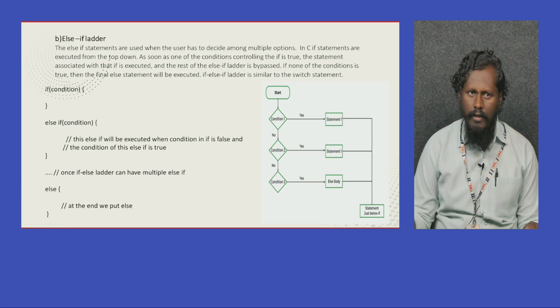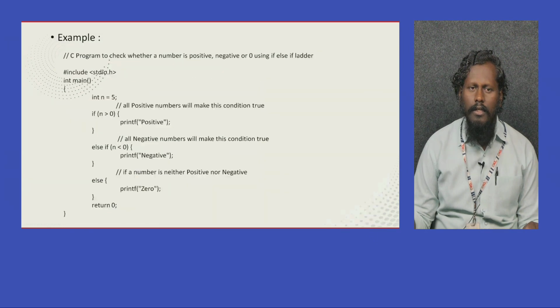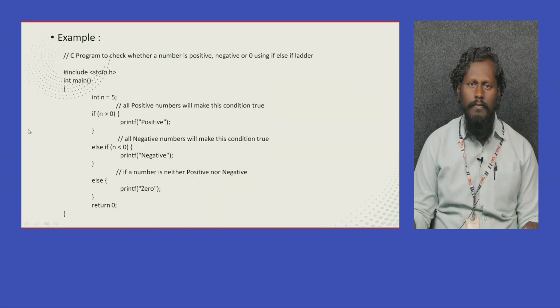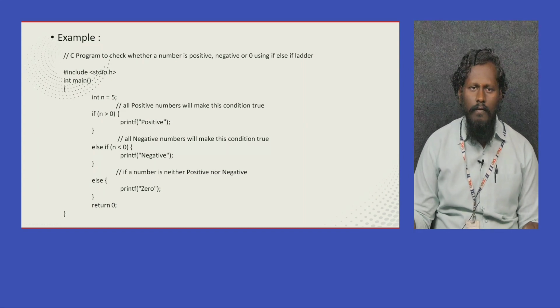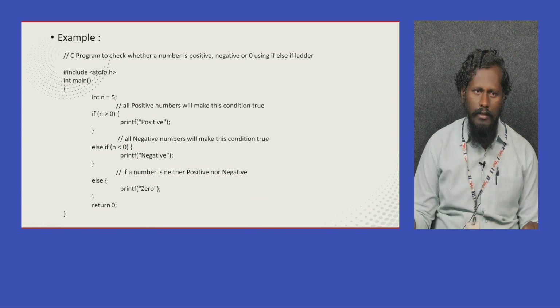So this is the order we have to write the else if ladder. Let's go to a simple example about the else if ladder. Here I have given a simple question: check whether the given number is positive, negative, or 0. We have to check by using the else if ladder. This is a wonderful question. You can see here I have taken one simple integer value, n equal to 5.